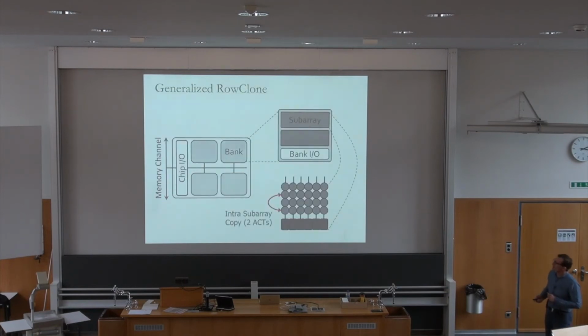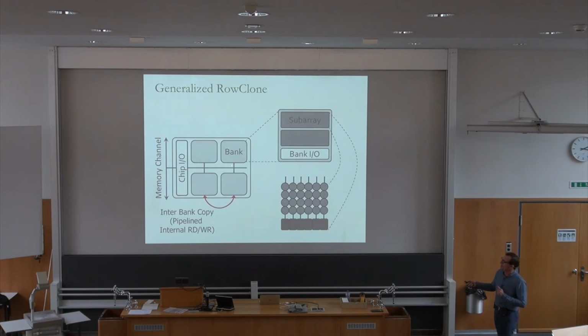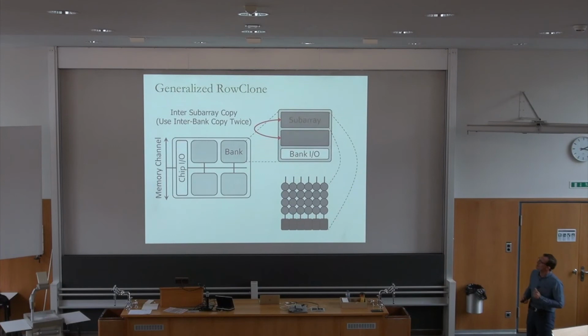Okay, so this is the generalized version. This is intra-subarray, two consecutive activates. This is inter-bank, pipelined read and write across two different banks. And the worst part is really this inter-subarray copy. If the source row and the destination row were in different subarrays, well, too bad. What do we do? This RowClone paper proposed copying the source row to another bank, to a temporary location, and copying from that temporary location to the subarray over here, because there is no direct connection, as we've discussed, between these subarrays.